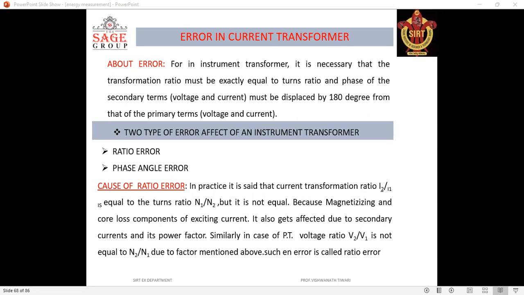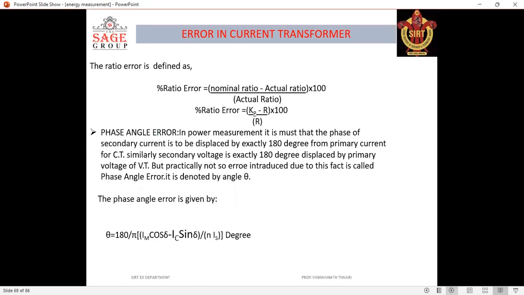Second, phase angle error. The percentage error is defined as nominal ratio minus actual ratio, divided by actual ratio, into 100. If it is represented in terms of ratio error, it is Kn minus R upon R into 100, where Kn is the nominal ratio and R is the actual ratio.